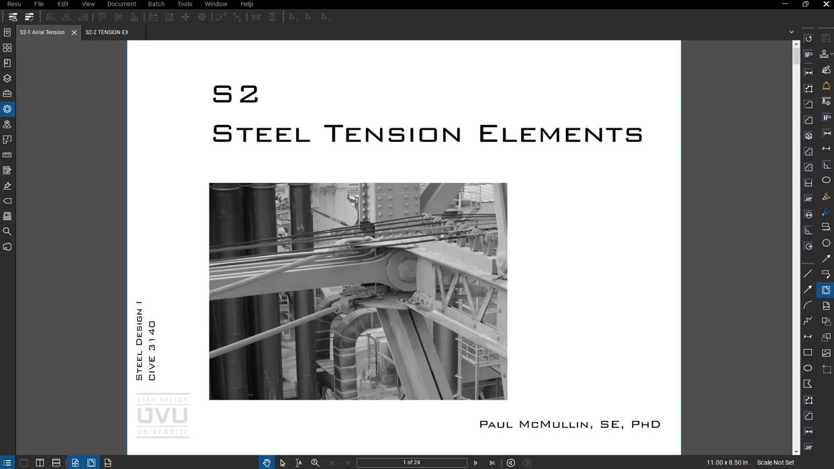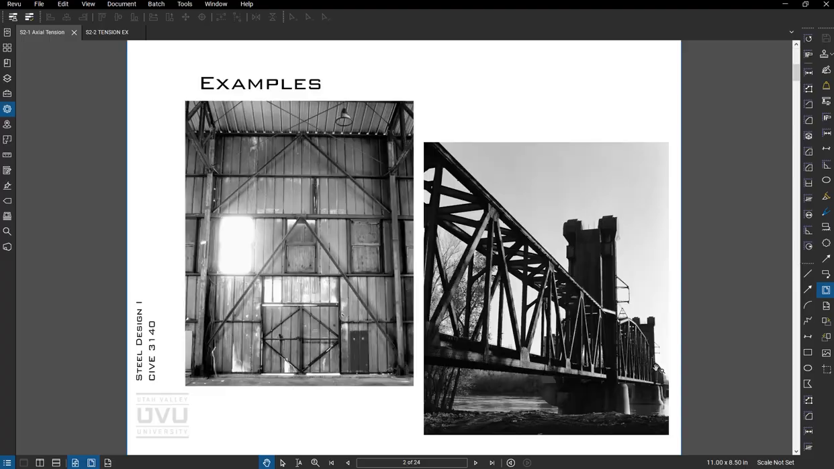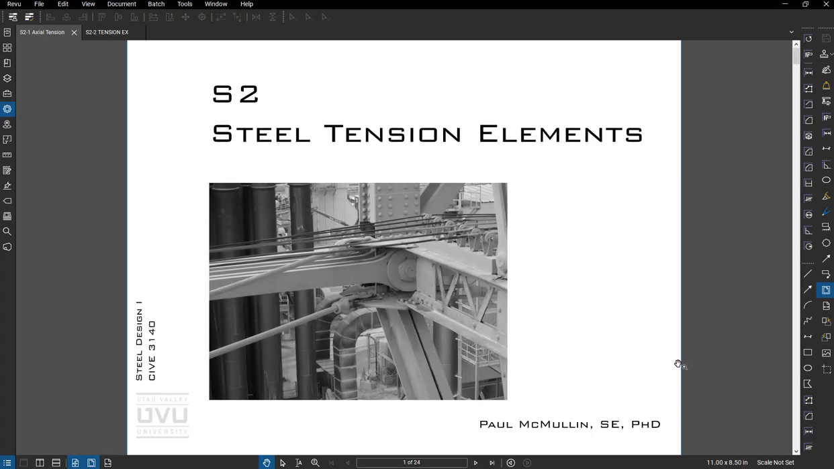Okay, let's dive into steel tension elements for a little bit. A couple of examples. This one here is from a bridge crane on the Great Lakes. It's the bottom chord. It's the old I-bar system. There are some pretty spectacular failures in the history of these types of members, and this one actually joined that club.